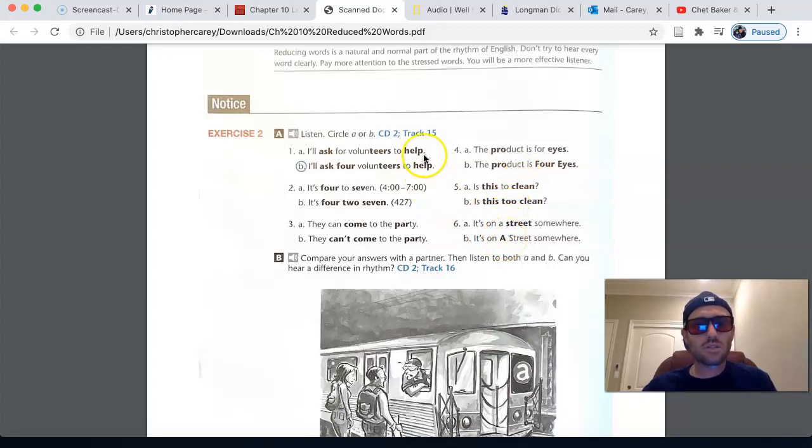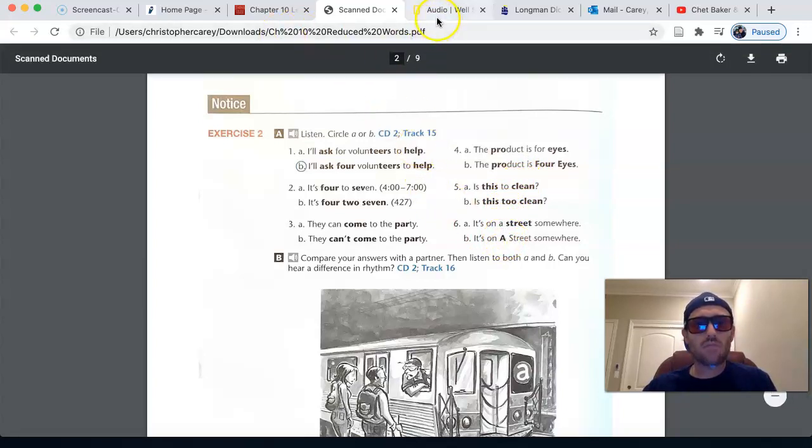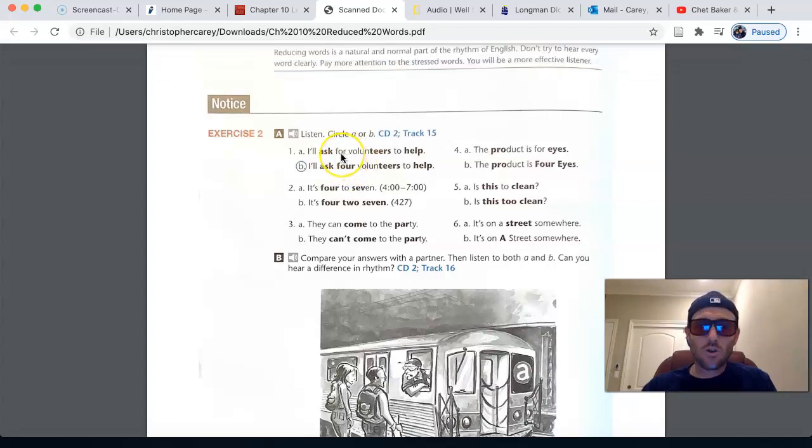Okay, so let's give it a listen. CD2, track 15. See if you can distinguish between words that are being reduced and words that are being stressed. Structure words are reduced. Content words, information, nouns, verbs, adjectives, those are the words that are stressed and you're going to hear more clearly.